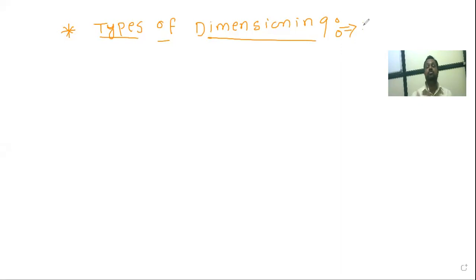Okay, there are different types of dimensions. There are different types of dimension systems. Generally, the types of dimensions have two systems. Okay, types of dimension systems, we can write down systems. There are two types of dimension systems. First is the aligned dimension system.